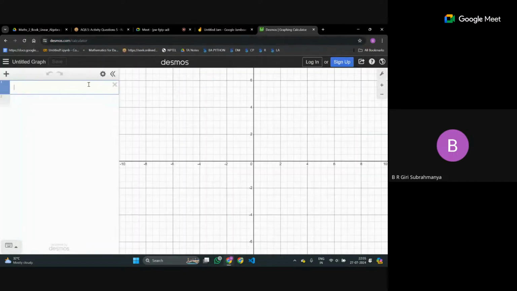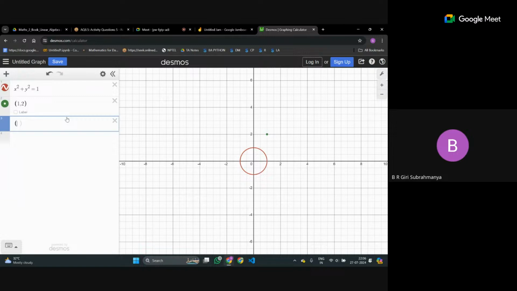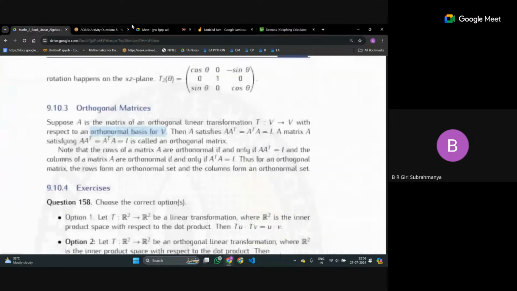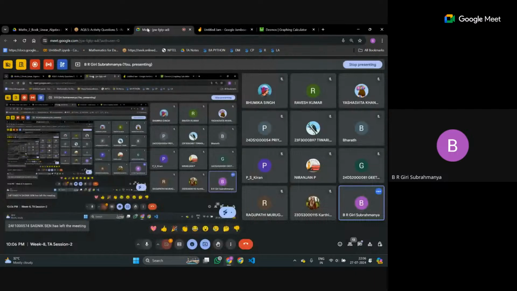Okay, let's go to Desmos and we'll have x square plus y square is equal to 1. Okay. Let's take some other vector. Okay. Now we can see that 1, 2 and minus 2, 1, these two are orthogonal, right? So we can take unit vector of these two and we can put those as columns and we can see as rows and we can see whether we are getting symmetric thing or not. Okay.